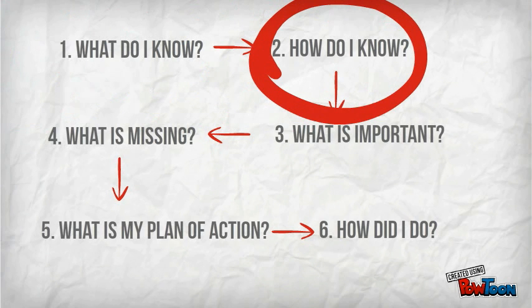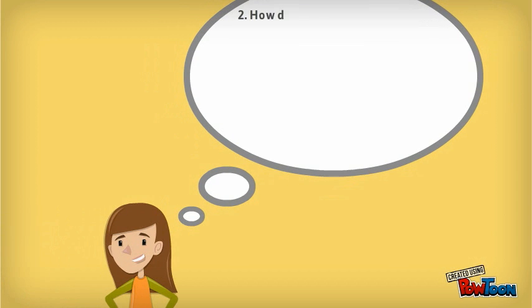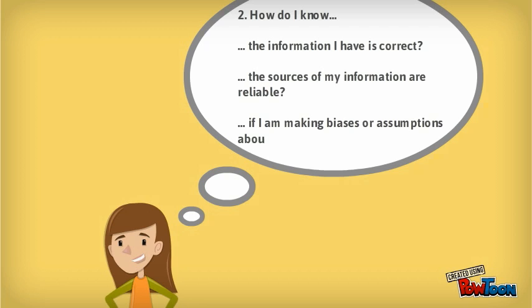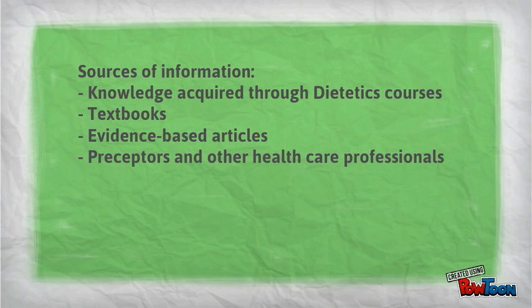Step 2. How do I know? How do I know the information I have is correct, and that the sources of information are reliable? Am I biased or making any assumptions? This is what I came up with.